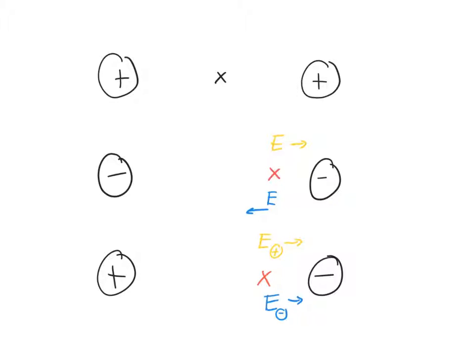So when I look at fields, I have to consider what I called superposition. That was the phrase for this: when you can simply find each field separately and then sum them together, or subtract them, depending upon the scenario, right?